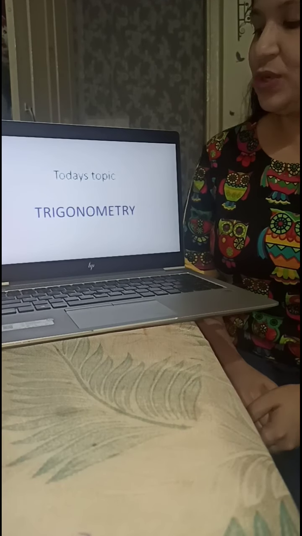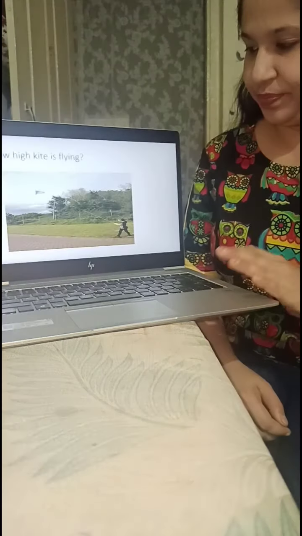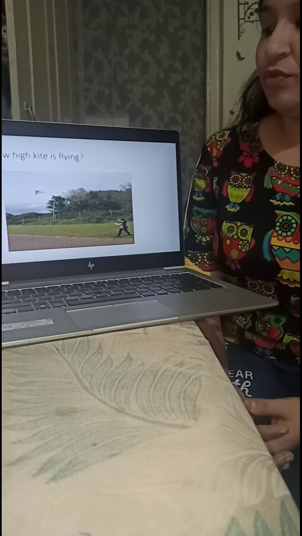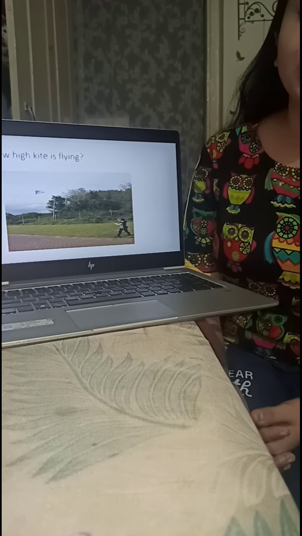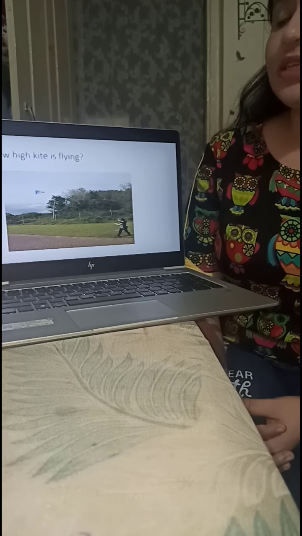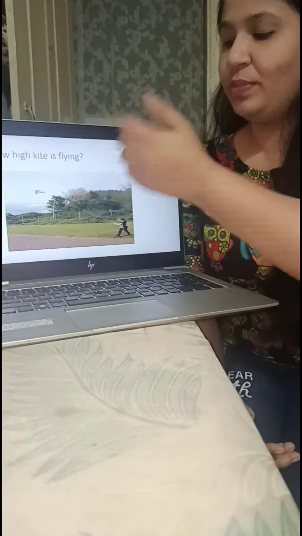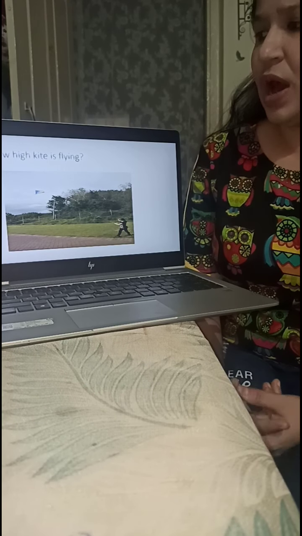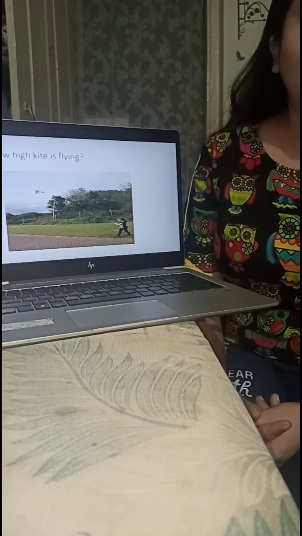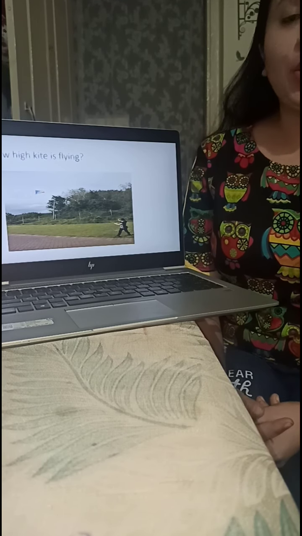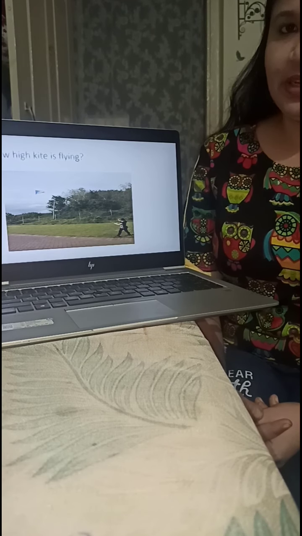Hi, today's topic is trigonometry. Before going to the topic, just look at this picture. We all fly a kite. Suppose you are flying a kite and you want to know the distance of the kite from the ground, or you think sometimes how high your kite is flying. Can you calculate the distance? No, you cannot calculate the distance physically, right?